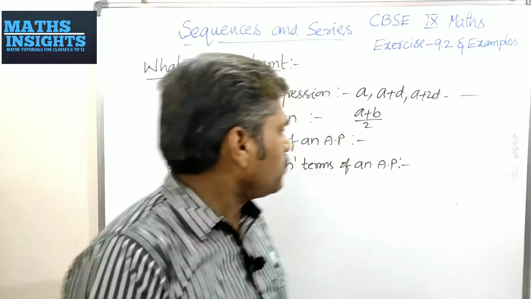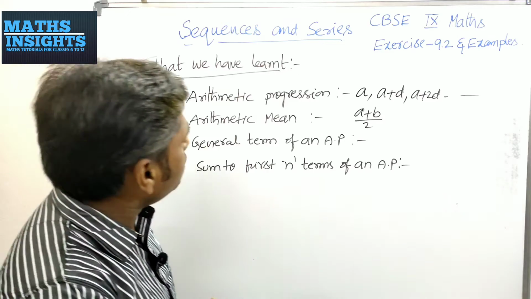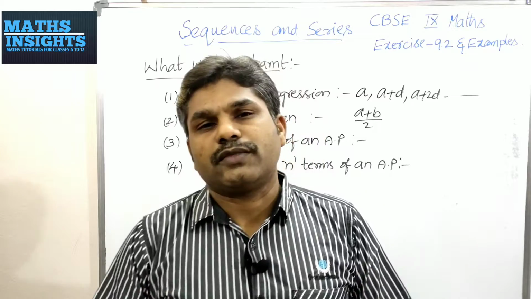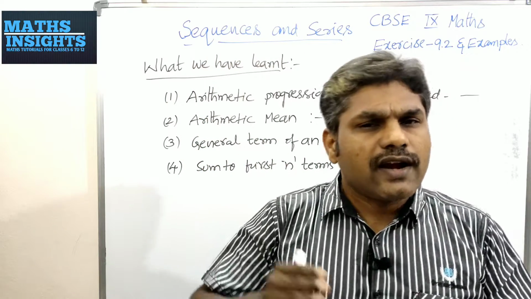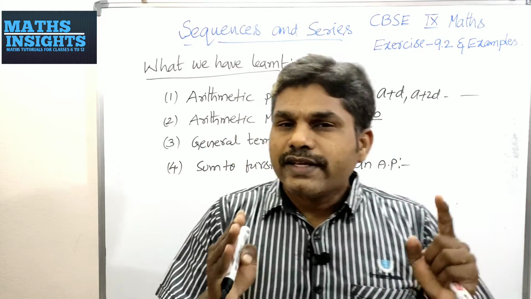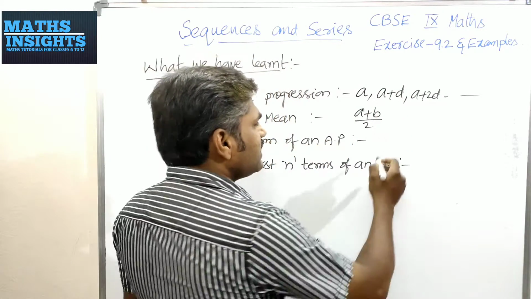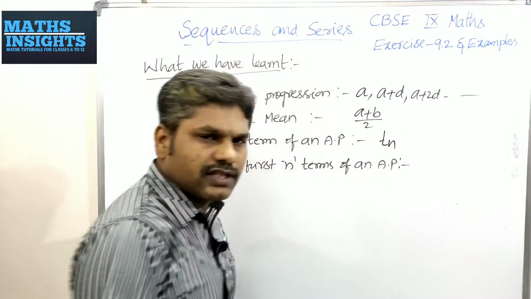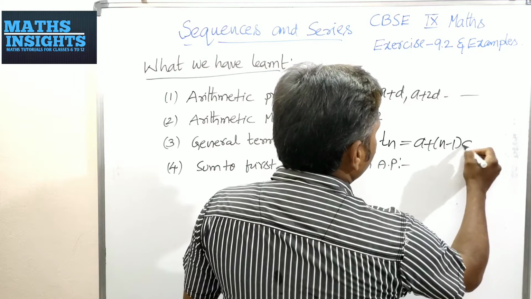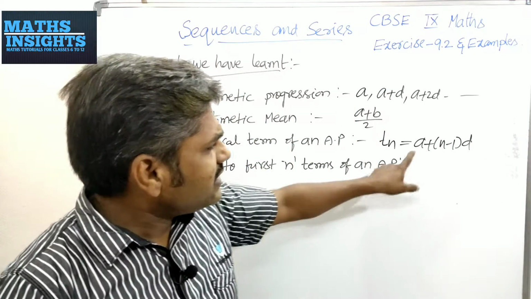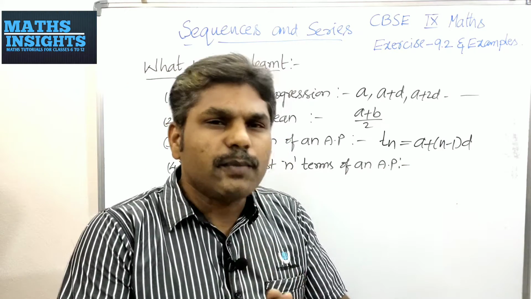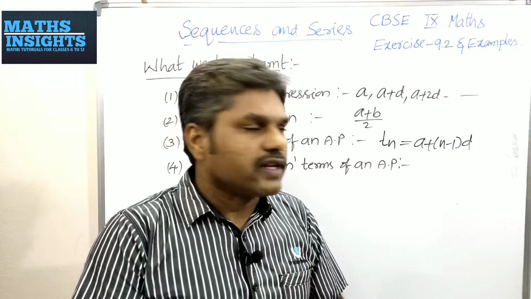Watch that video also. Now coming to the general term of an arithmetic progression. If you want any particular term, suppose the 20th term or 100th term, then we should have a formula, that is called the general term. Generally the general term is represented with Tn. Tn is equal to a plus (n minus 1) into d, where a is the first term, d is the common difference, and n is the term number which you are going to find.